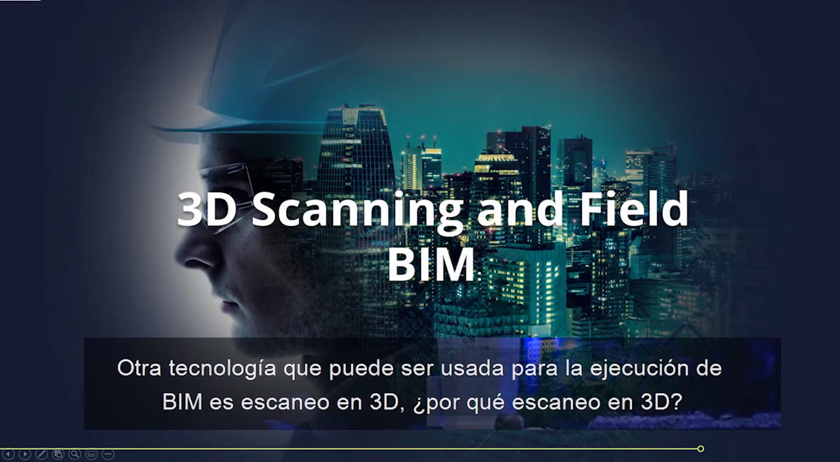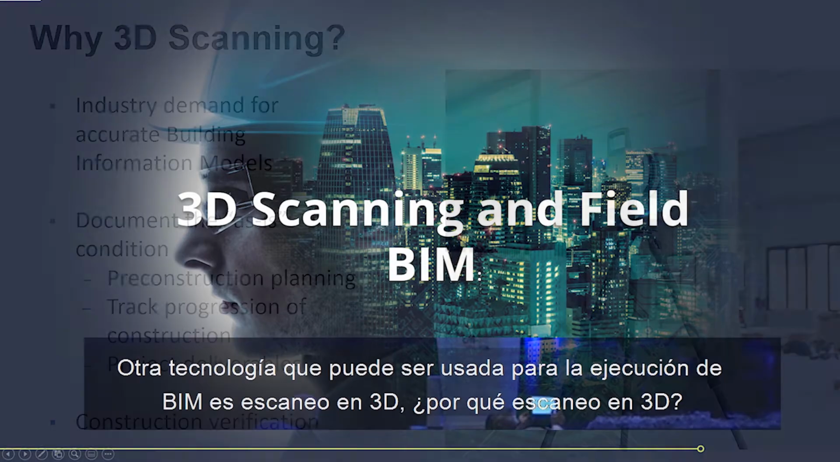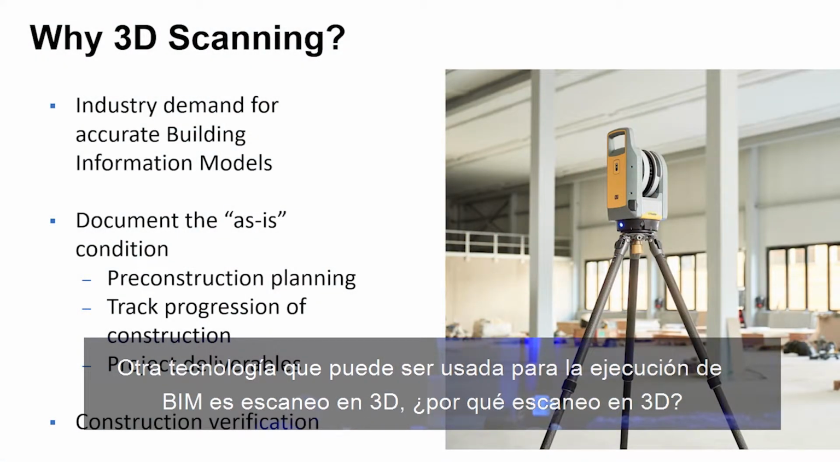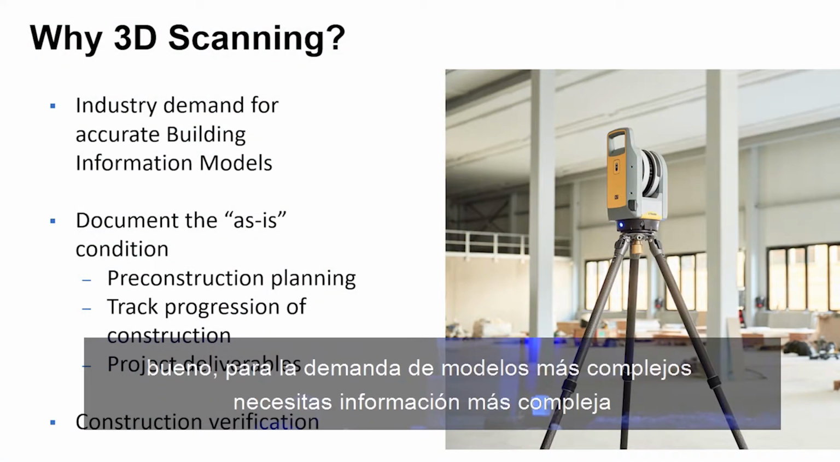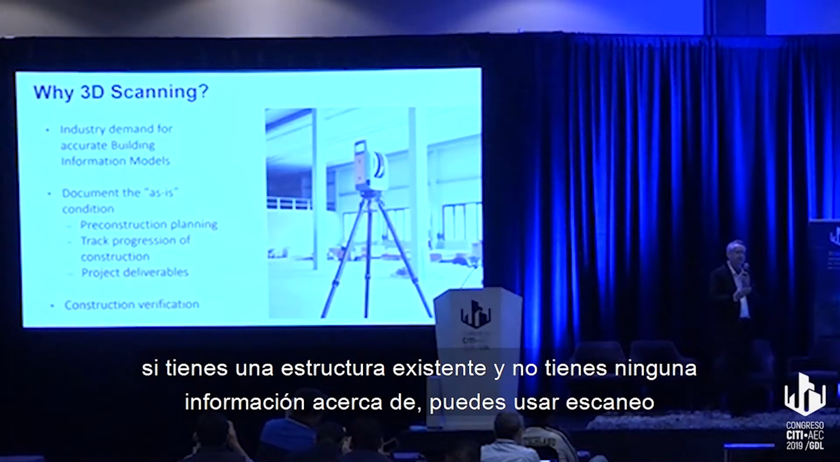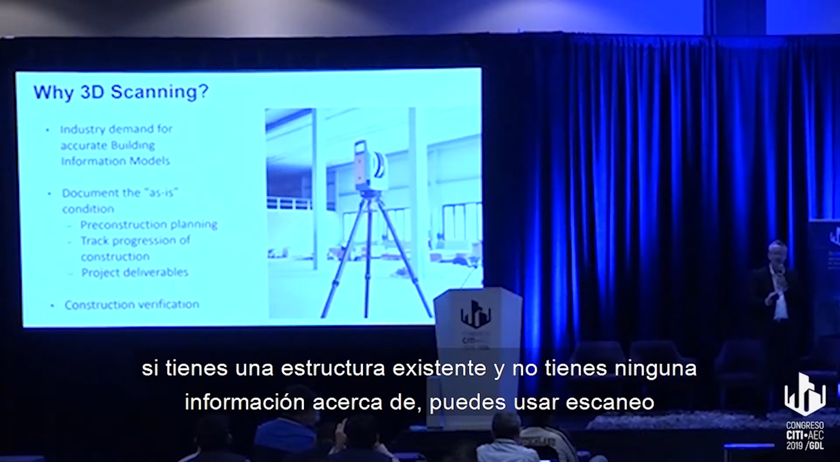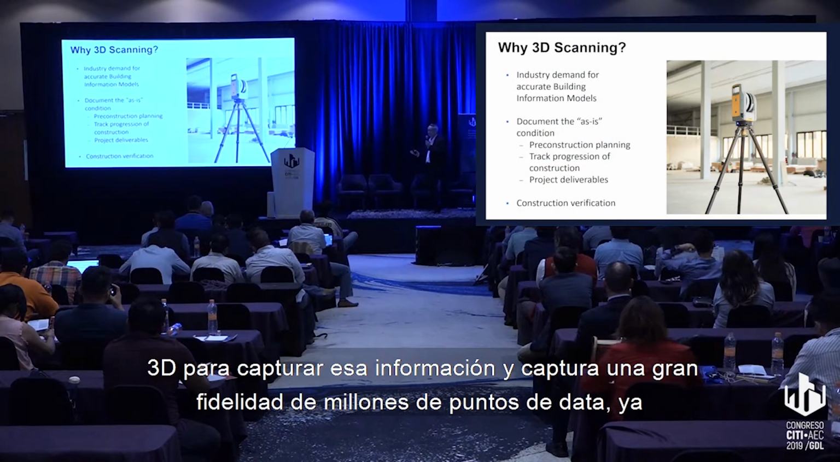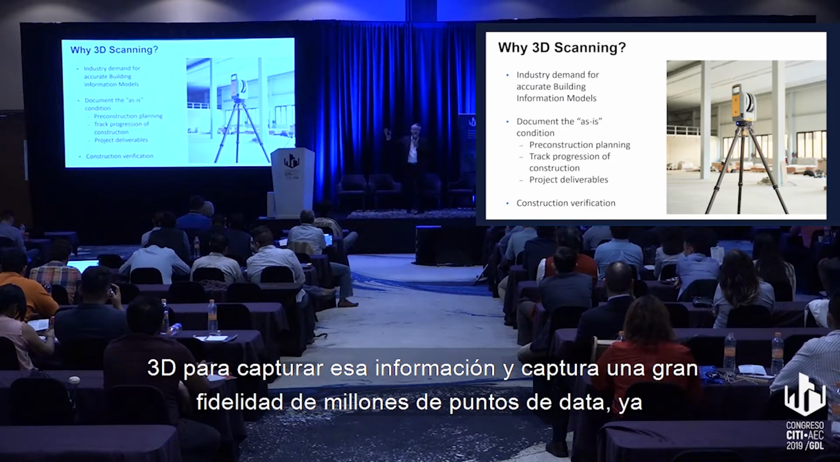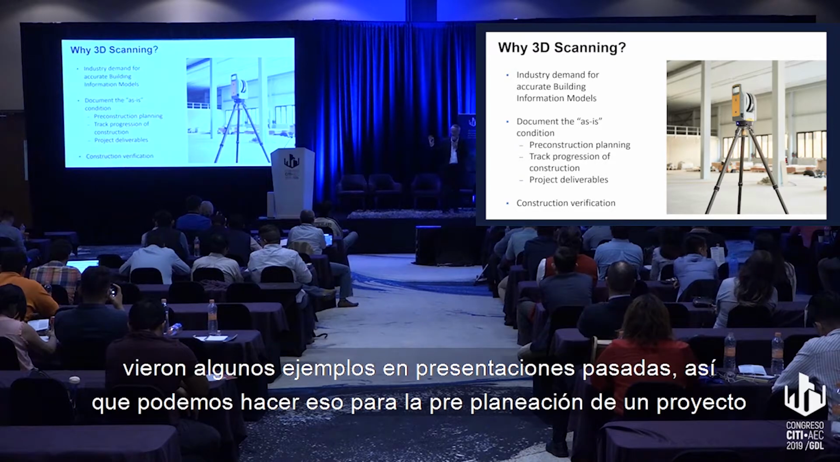So another technology that can be used for execution of BIM is 3D scanning. So why 3D scanning? Well, with the demand of more complex models, you need more complex information. So if you have an existing structure that you don't have any information about, you can use 3D scanning to capture that information. It captures a high fidelity of millions of data points. You saw some examples in previous presentations.